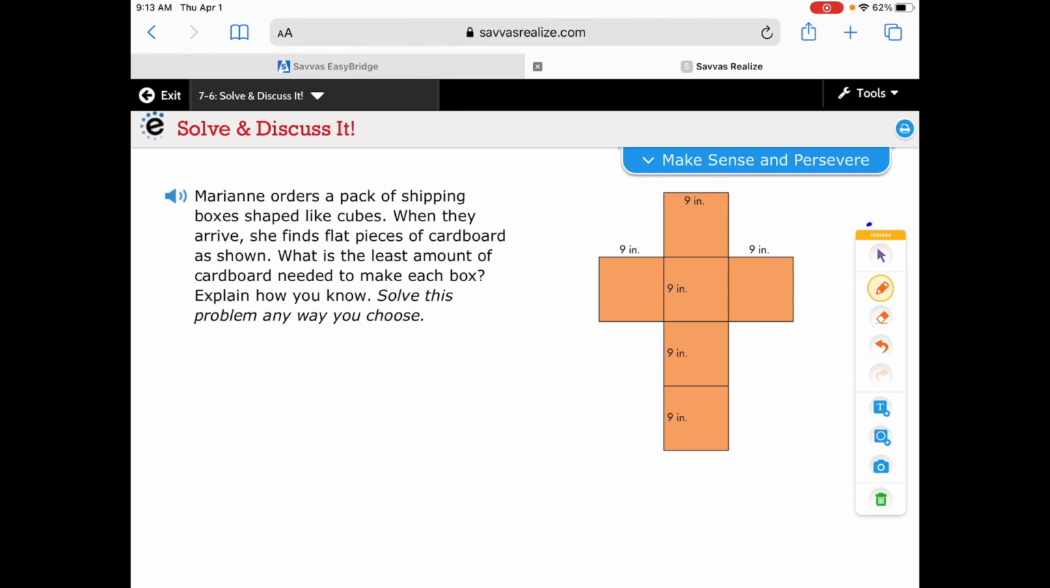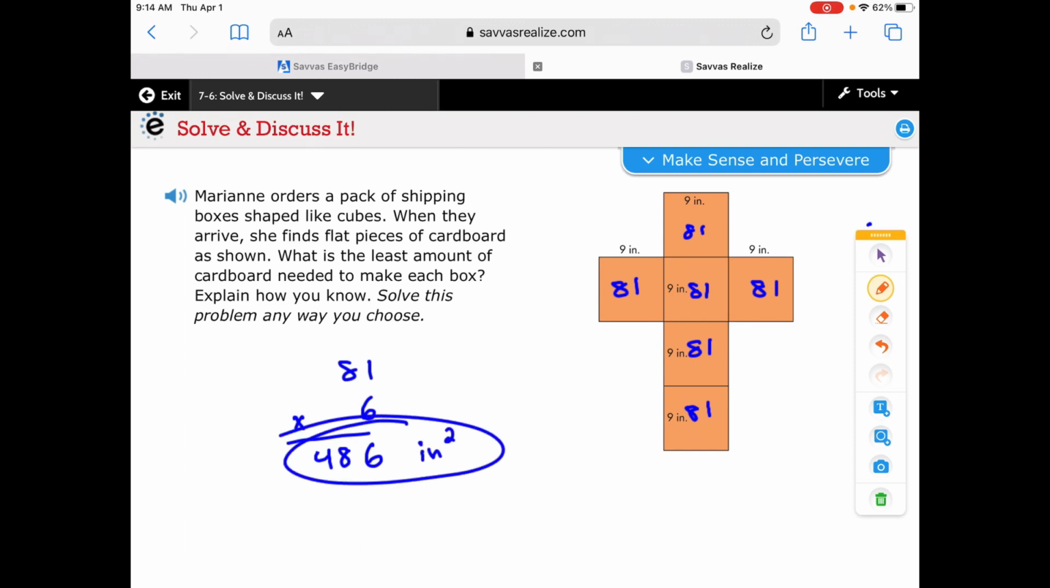All right, so what we're going to do is find the surface area, as we call it, of each cube. It's 9 by 9, so this is 81, this is 81, 81, 81, 81, 81, and those are square inches because it's area. We can add 81 six times, or we can just multiply it by 6. I'd prefer to multiply it by 6. So 486 inches squared is our surface area for the cubes, and this is what we're looking at today.